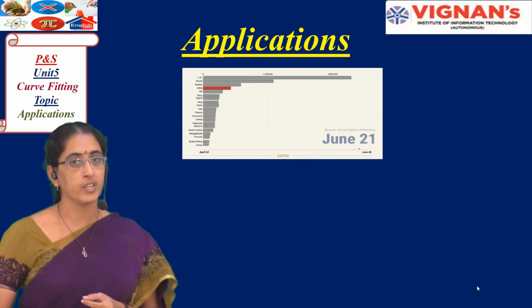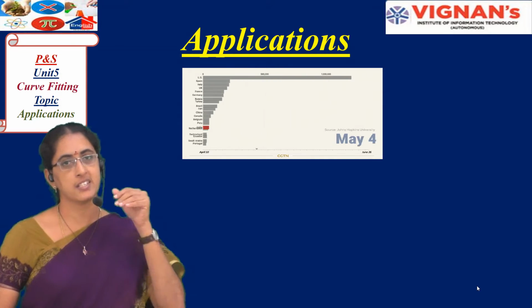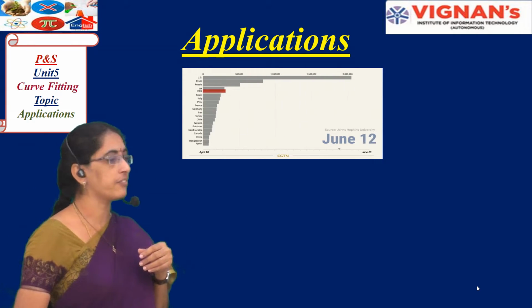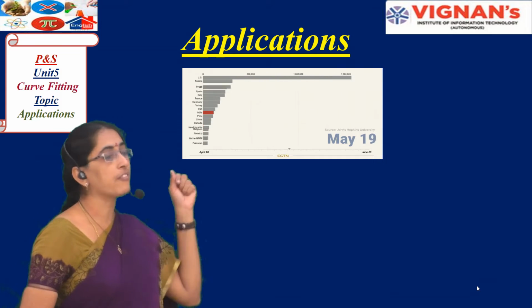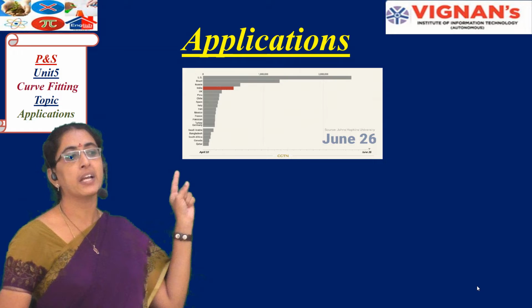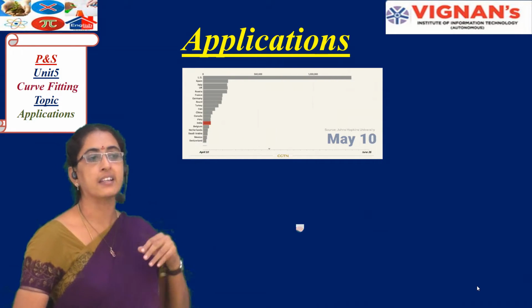Now coming to the exponential, this exponential curve is a growth curve, meaning it is always in a rising manner. You can see the graph of COVID-19, where the data is given from April to June. The number of cases is always increasing.